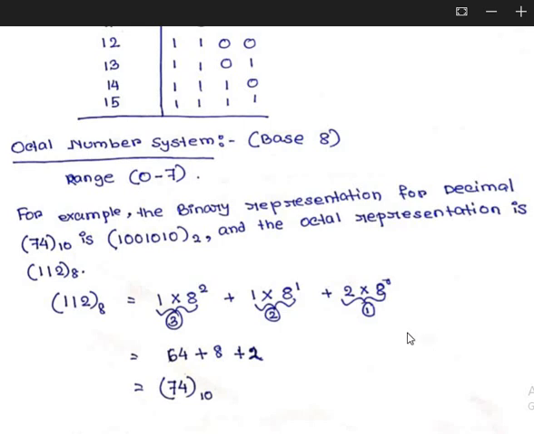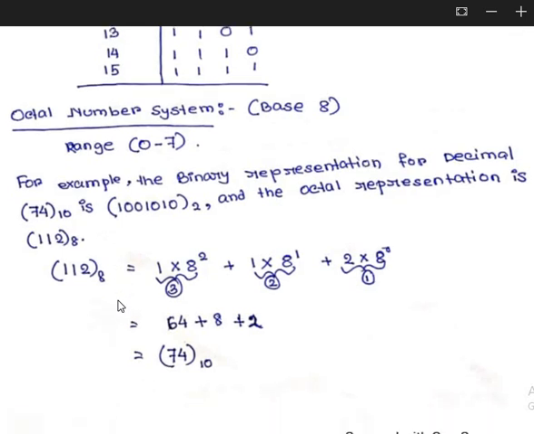So here I have taken 8 to the power 0, here I have taken 8 to the power 1, here I have taken 8 to the power 2. If I even have one more digit, I should take it 8 to the power 3, and that way I will continue from right towards the left.